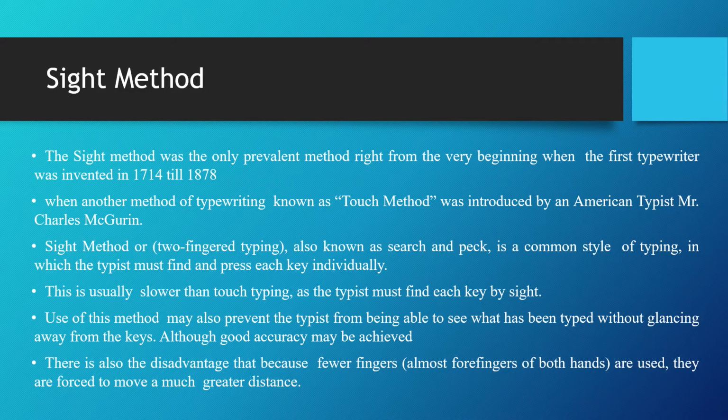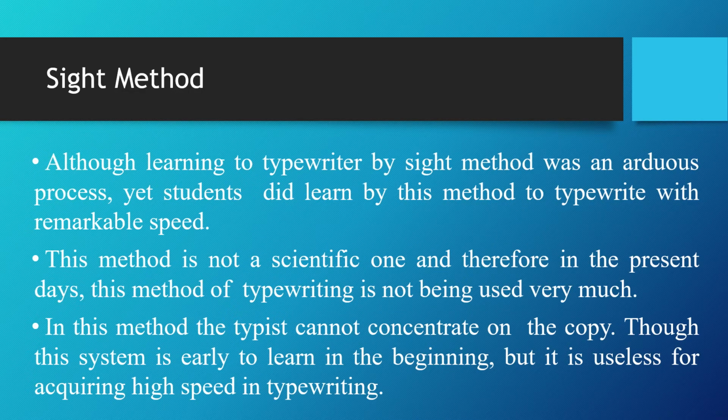But there is also a disadvantage. Only a few fingers are working in the sight method. It means a user can't use all the fingers of their hands. Only one or two fingers will be forced to cover much distance. Now, learning to typewrite by the sight method was an arduous process. Yet students didn't learn to typewrite at remarkable speed by this method. It means speed was very low.